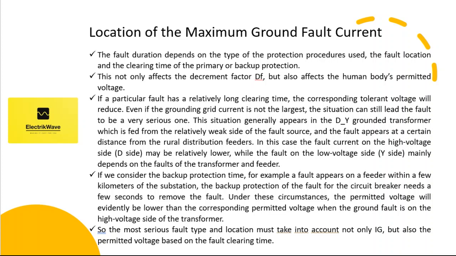If we consider the backup protection time, for example a fault appears on a feeder within a few kilometers of the substation, the backup protection for the circuit breaker needs a few seconds to remove the fault. Under these circumstances, the permitted voltage will evidently be lower than the corresponding permitted voltage when the ground fault is on the high voltage side of the transformer. So the most serious fault type and location must take into account not only grid fault current, but also the permitted voltage based on the fault clearing time.